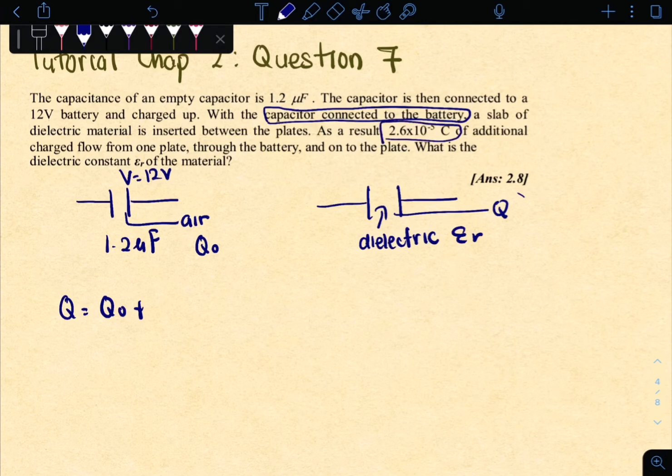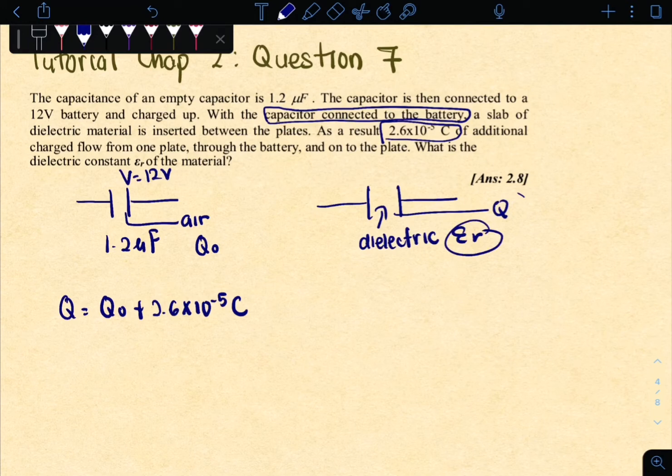Sebab dia kata as a result 2.6 times 10 to the power negative 5 coulomb of additional charge flows from one plate through the battery. So maksudnya as kita insert dielectric, ada penambahan charge sebanyak 2.6 darab 10 negatif 5 coulomb dekat sini. So the question now is to find the dielectric constant.